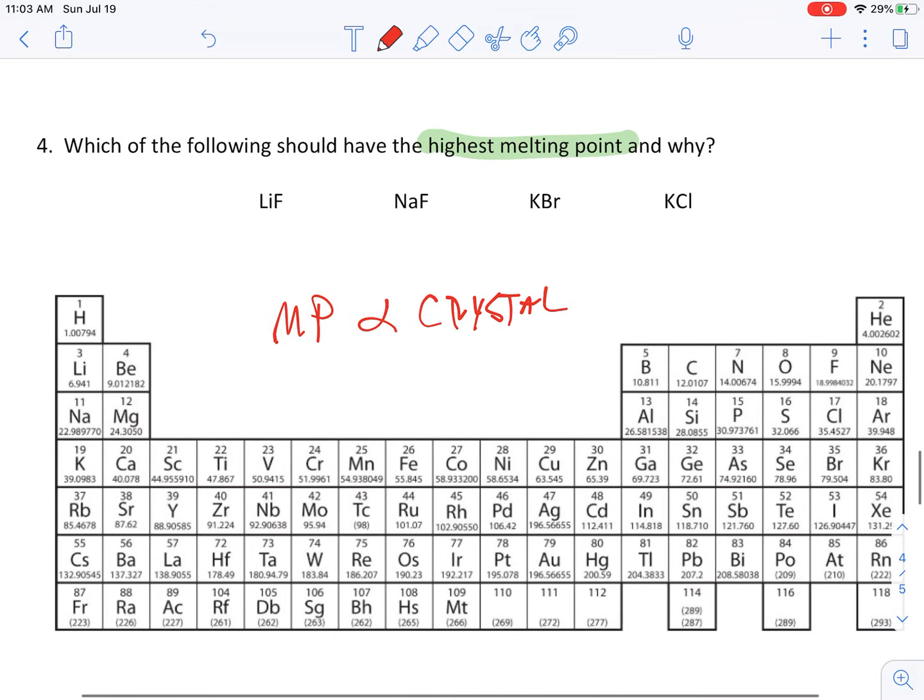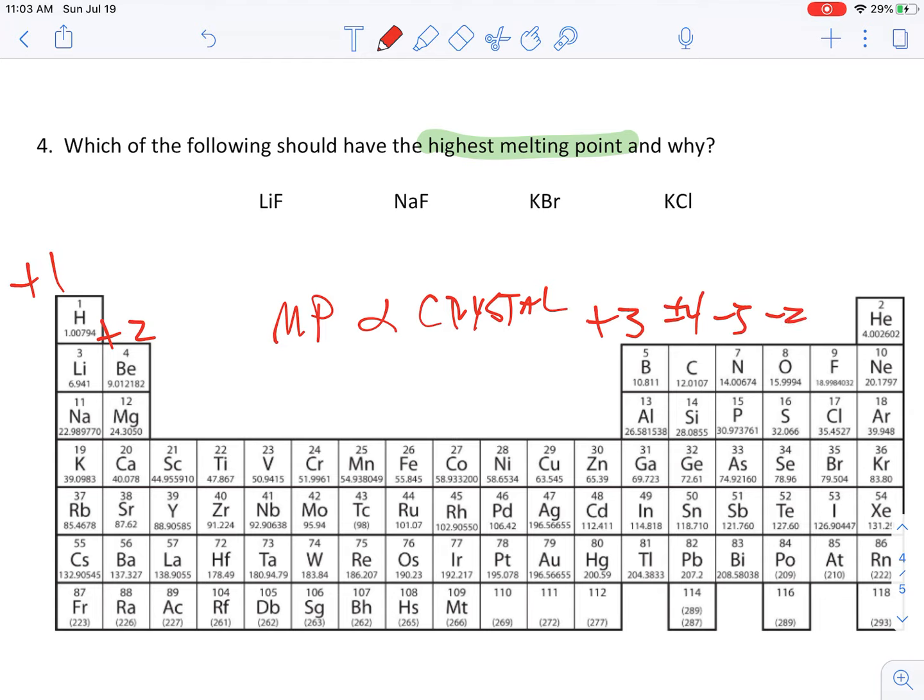So we need to find these guys and again apply our charges and our size to them. So run these across the top like normal. So what do I have here? I've got lithium, sodium, and potassium. So they're all +1. So +1, +1, +1, and +1. And then on the anionic side of things, I've got fluorine, fluorine, bromine, and chlorine. So fluorine, fluorine, bromine, and chlorine there, they are all -1.